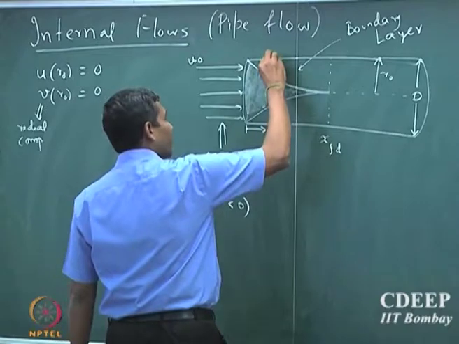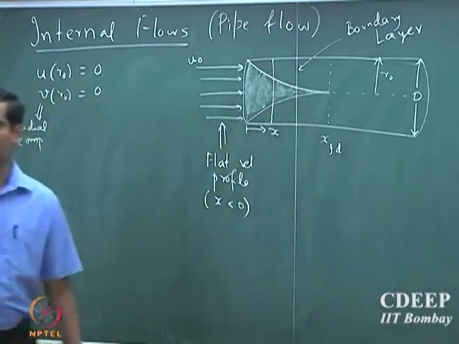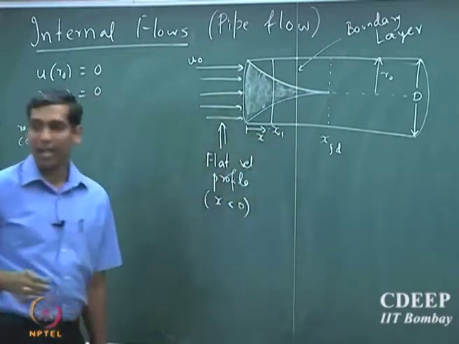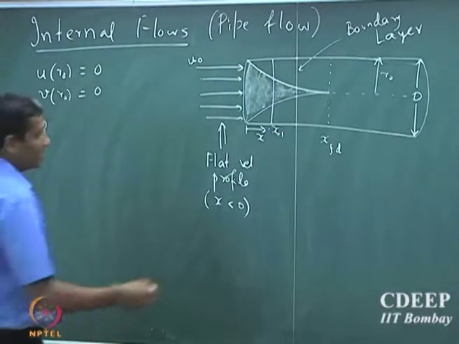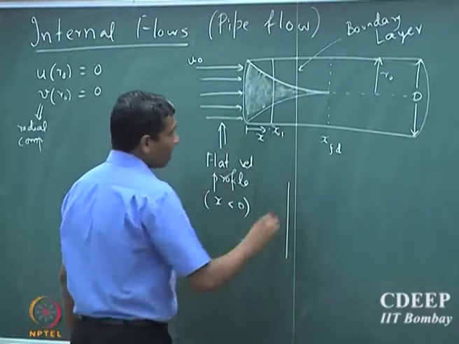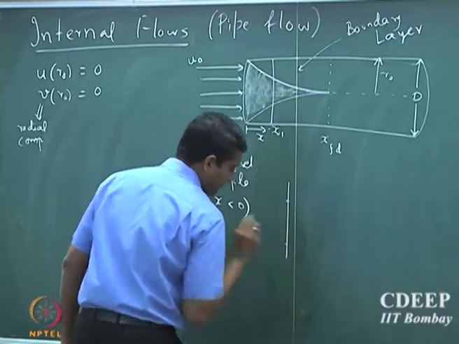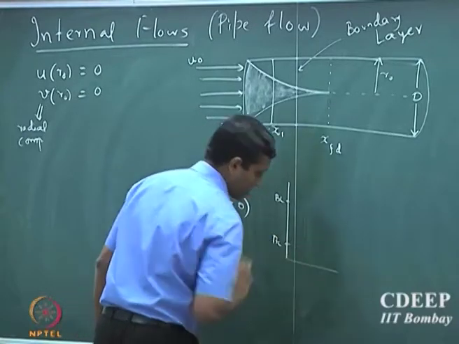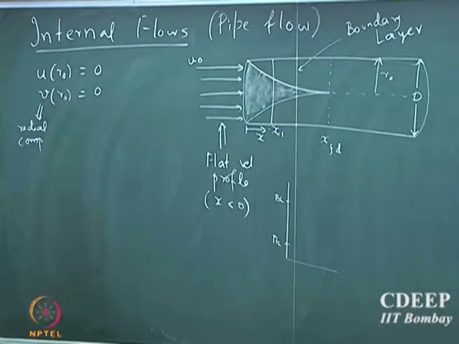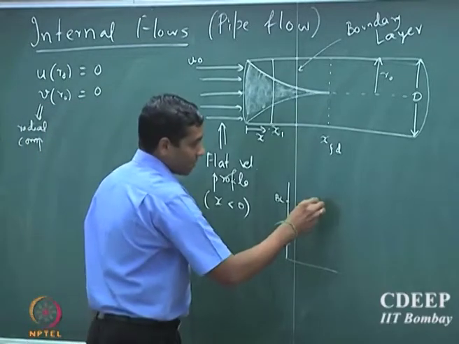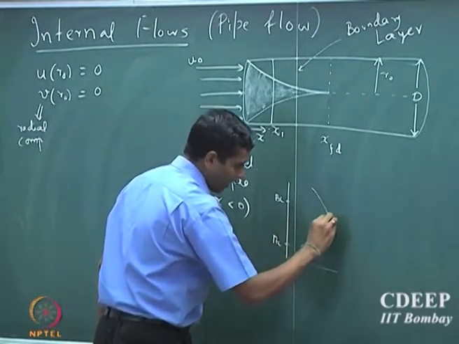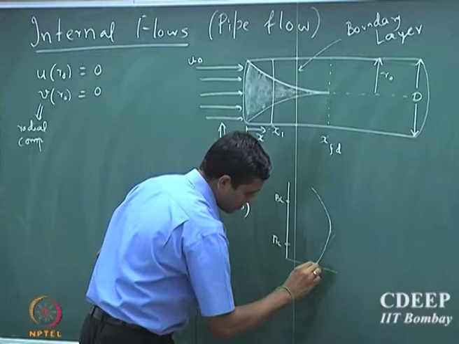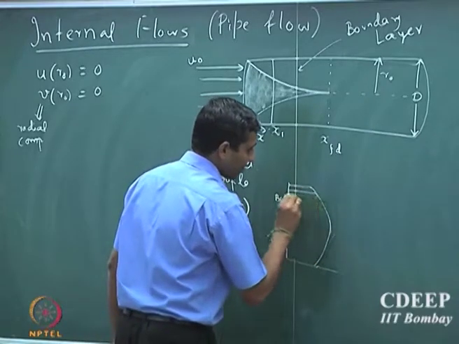Now suppose I draw the velocity profile, let us say at position x1. This is the location of the boundary layer. If I draw the velocity profile, the maximum will be somewhere at the center, so you will have a profile which looks like this. It has to be symmetric. So it's a symmetric velocity profile.